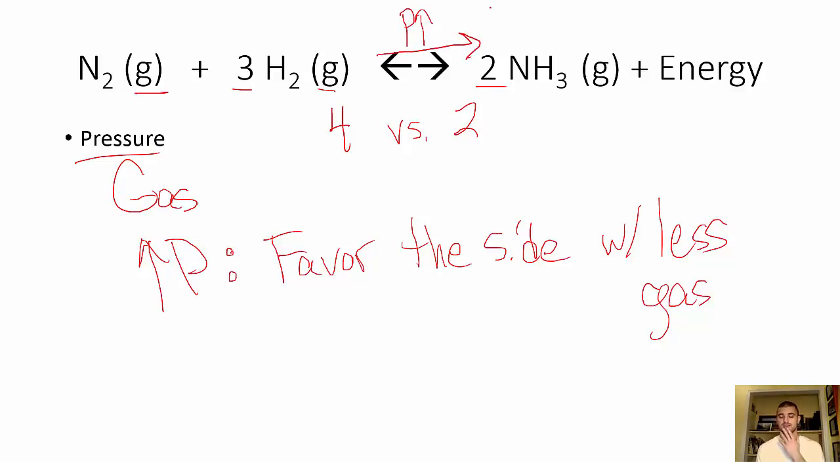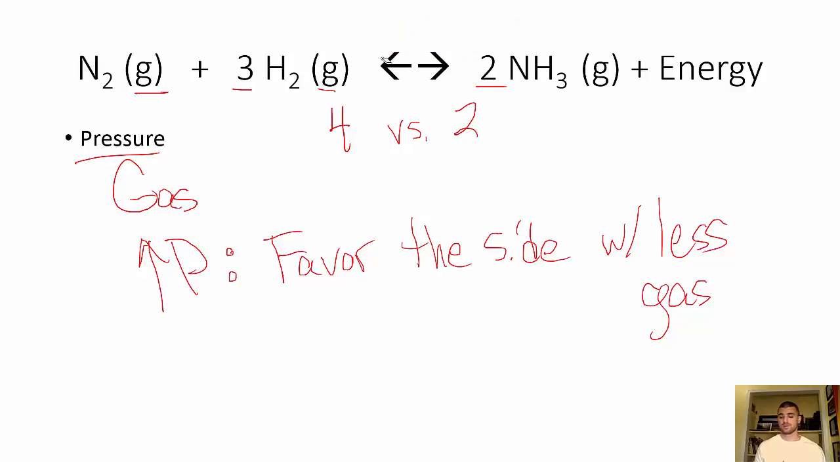Now let's think about this. It kind of makes sense, right? If you have a bunch of gas and you're increasing the pressure and trying to compress it, it's going to be easier to do that if you have less gas. So more pressure, the more you have to compress it, it's going to shift towards the side with less gas. In this case, to the right, because there are only 2 on that side.